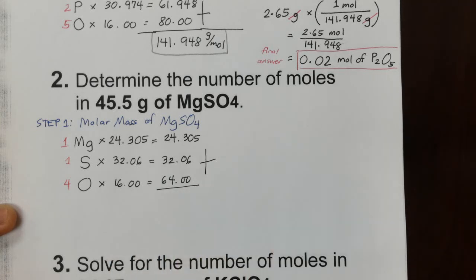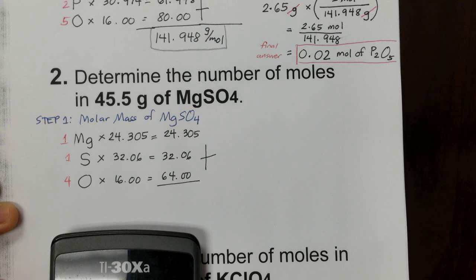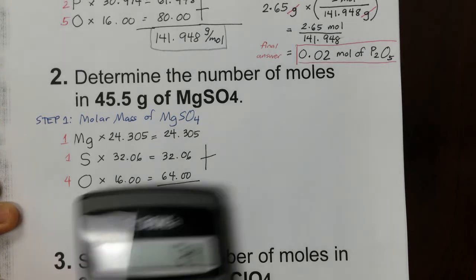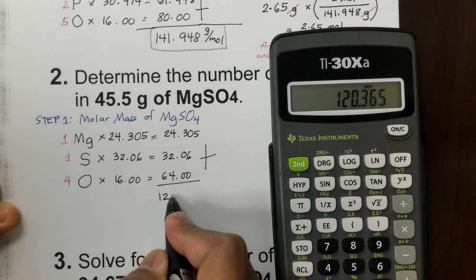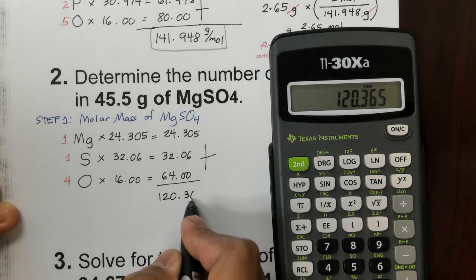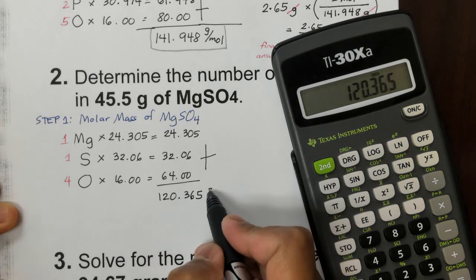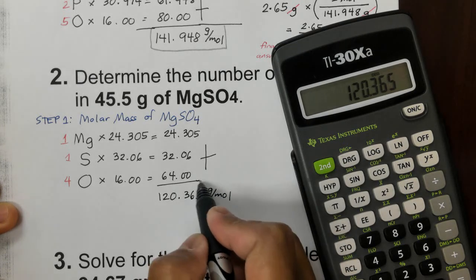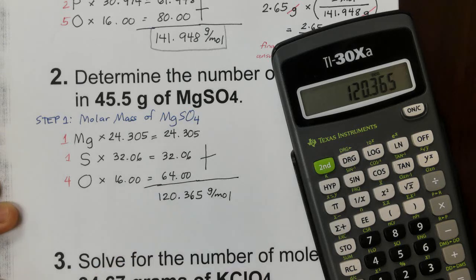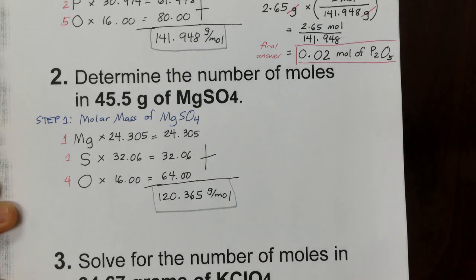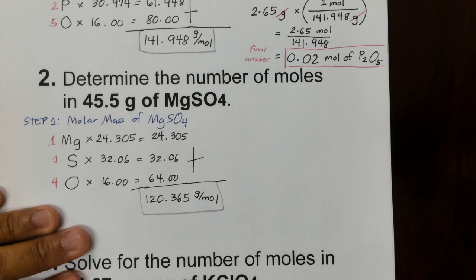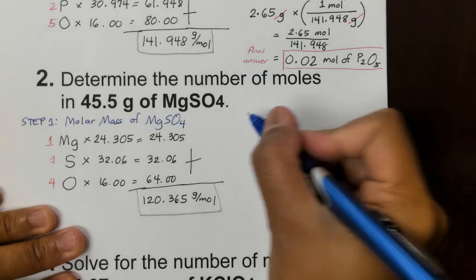We add all the molar masses again. So let's add that: 24.305 plus 32.06 plus 64. So we have 120.365. And we should not forget again that the unit for molar mass is grams per mole. I hope that you got more or less the same or close to the value that I'm getting here. Okay? Now let's go to step 2.